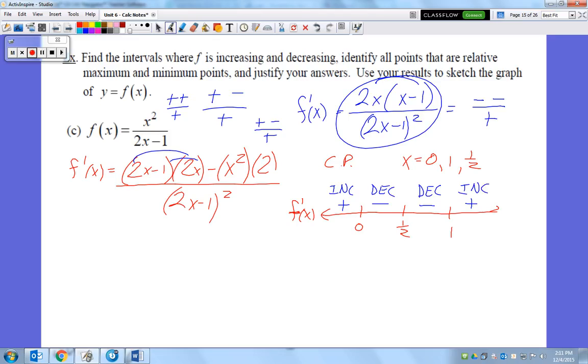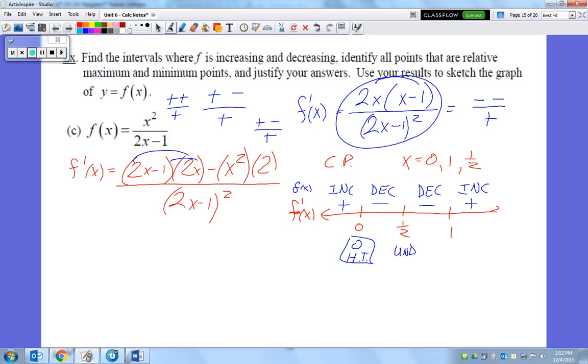Okay, I just got the attributes of f of x. Now let's go over here and identify the critical points. What's 0's critical point? Horizontal tangent. Yep. How about 1/2? Undefined, and we don't know yet, right?